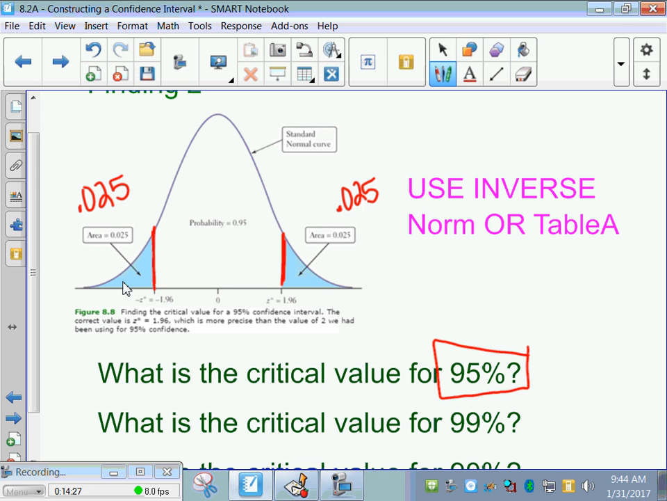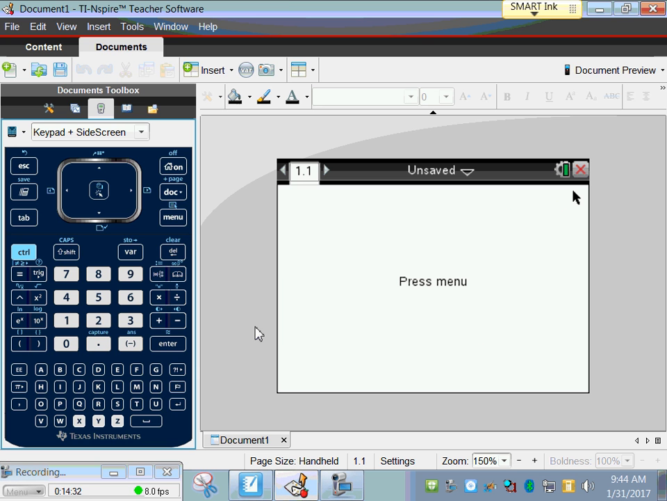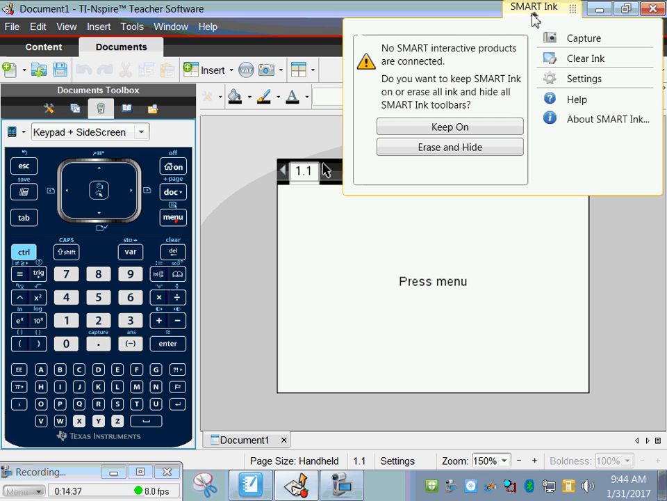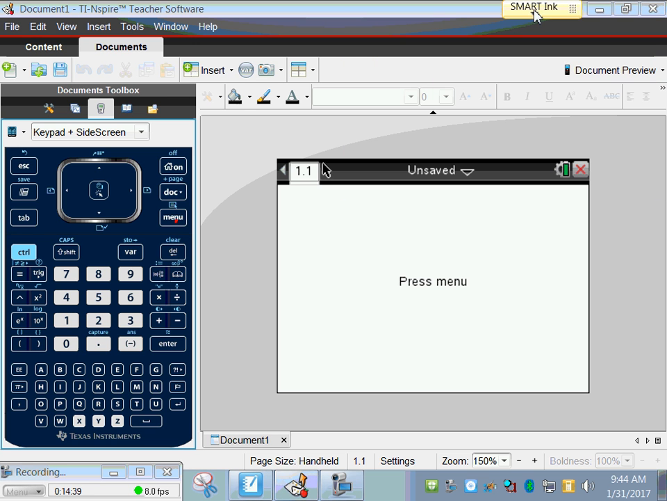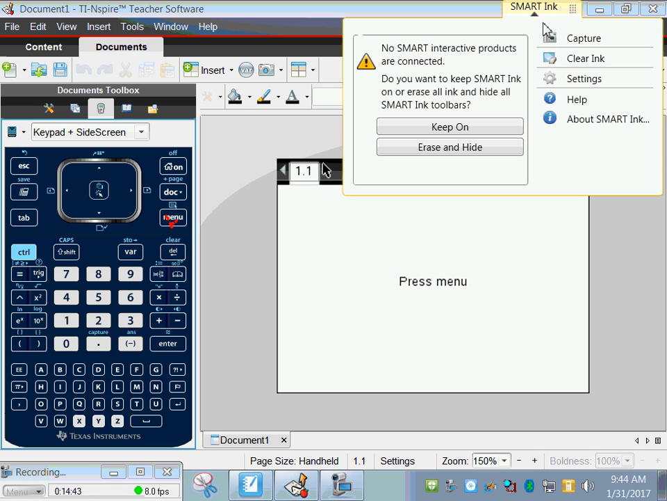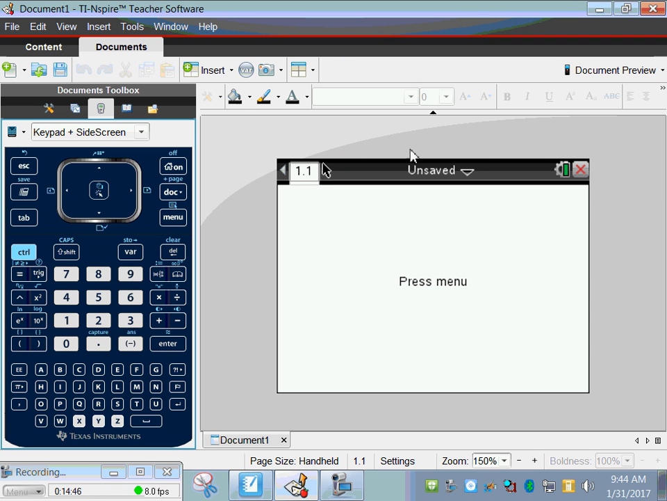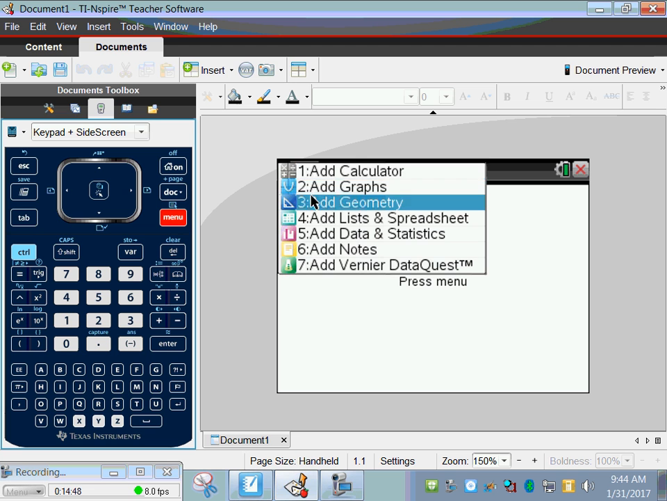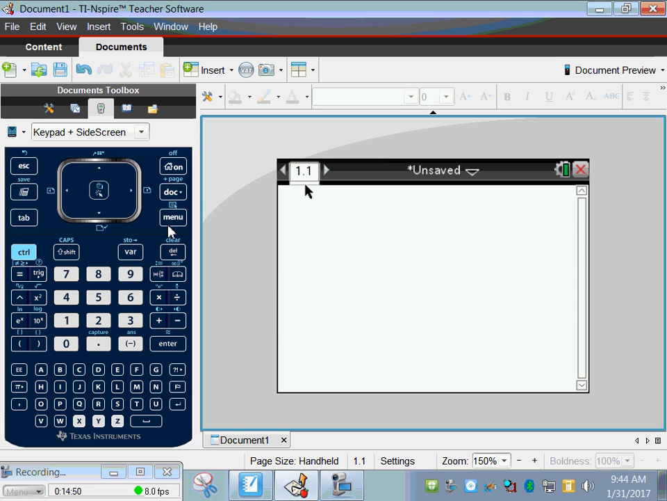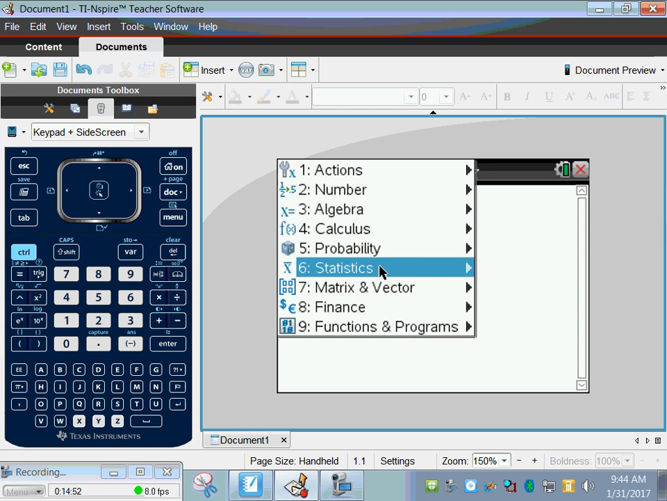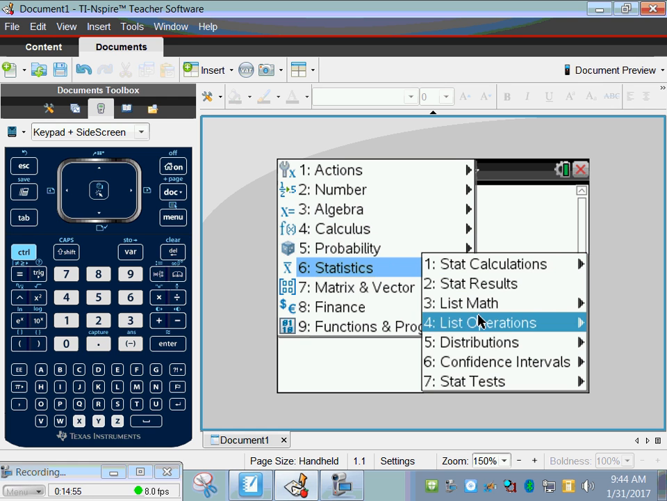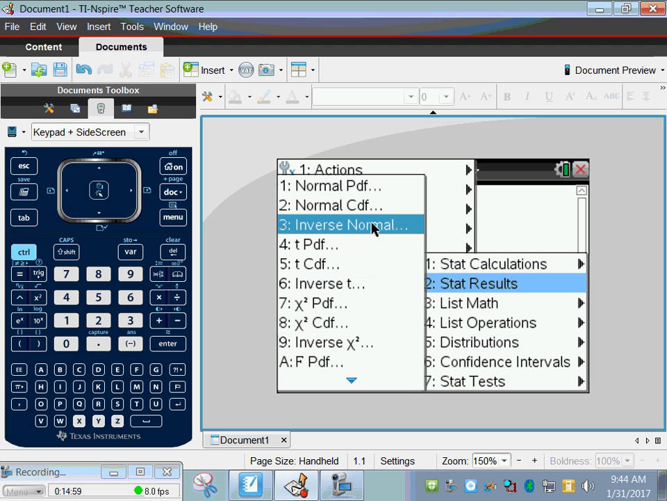I want to find the area here to here. That'll give me a Z-score. So we go to our calculators, and we go to menu. You guys might want to grab a calculator if you don't have one. All right, so menu, statistics. What did we always go to for these? Distributions, right? Yeah, inverse norm. Got nervous there.